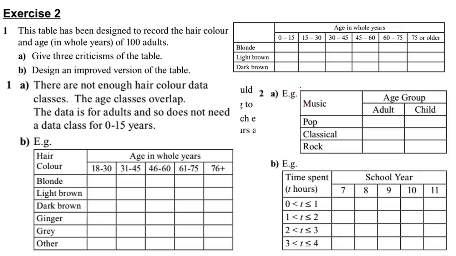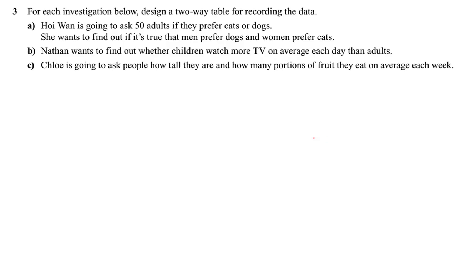But for the other one, this is actually qualitative because you're using words. So again, make sure that you have all the options here. At the top here, I've got age group, and here I've got the type of music. For this other one, I've got the school year, 7, 8, 9, 10, 11, and here I've got the time spent. Okay, so these are just examples that you could have used for question 2. Hope you did well on that. I would like you to pause and try question 3.